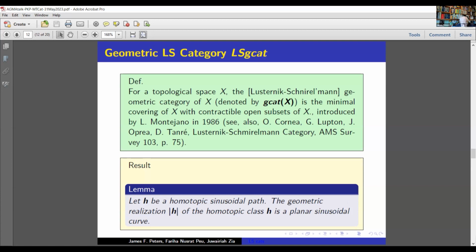And then we have a lemma. This lemma is part of four lemmas that lead to a result in this talk and this work. Mainly that if you have a homotopic sinusoidal curve in either the CW space or its geometric realization, the geometric realization of that homotopic path class H is a planar sinusoidal curve.